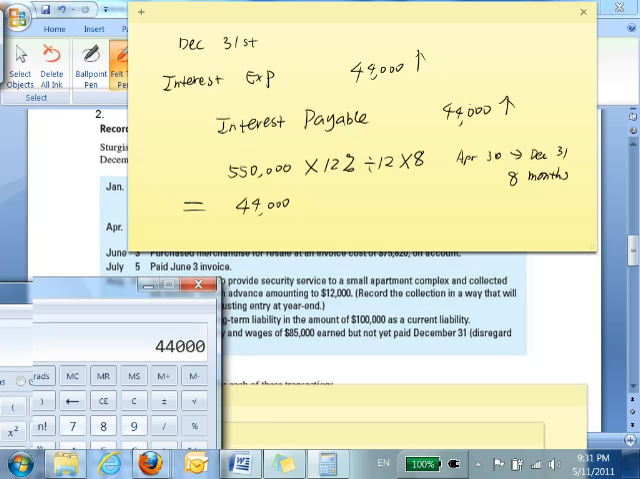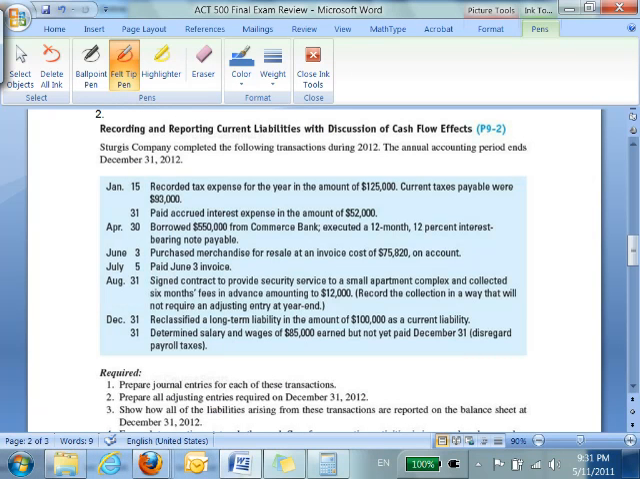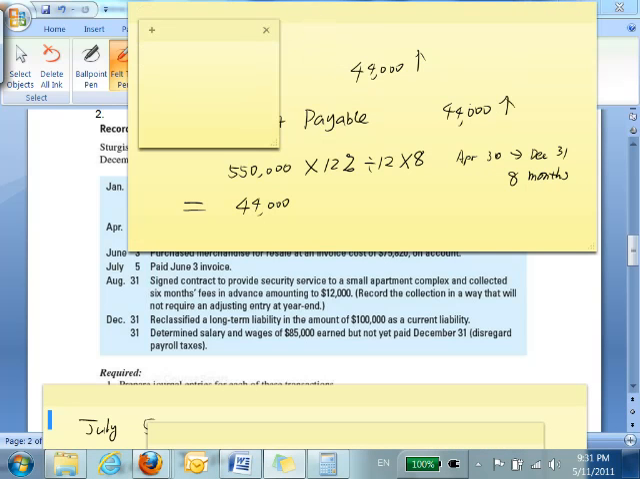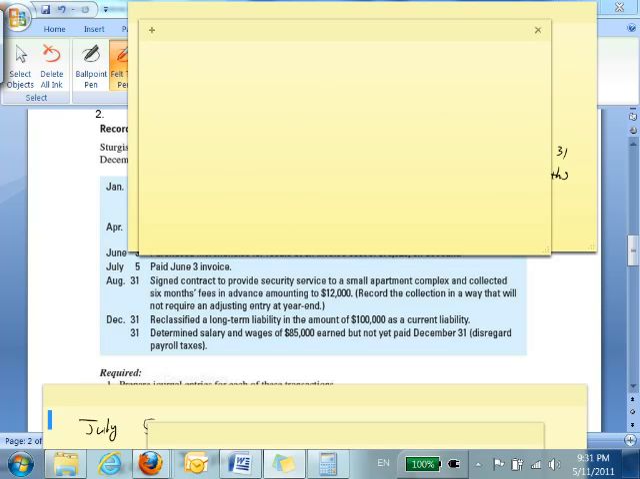And the other is December 31st, reclassify a long-term liability in the amount of 100,000 as a current liability. We need to reclassify it, long-term liability as current liability. So long-term liability would be reduced by 100,000. We debit it, and the current liability would increase by 100,000.